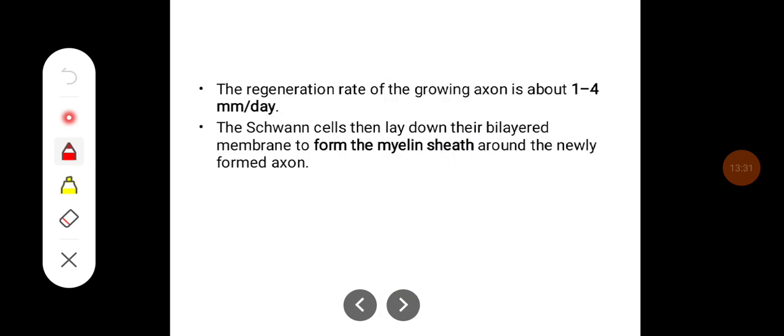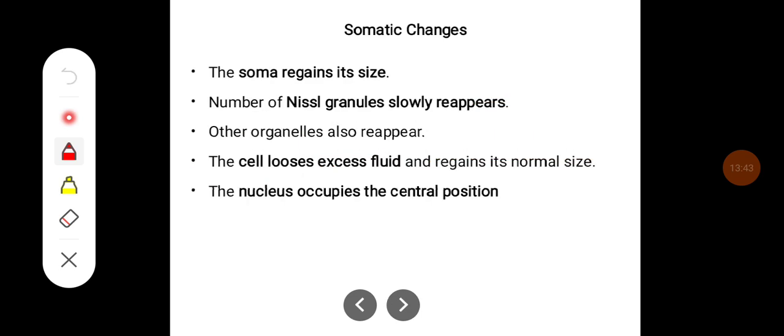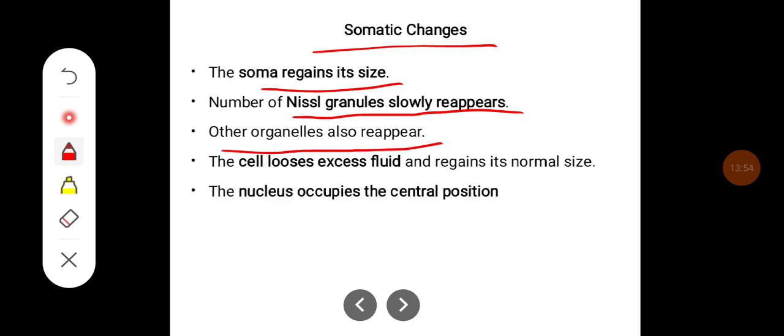The regeneration rate of the growing axon is about 1 to 4 millimeters per day. The Schwann cells then lay down their bilayered membrane to form myelin sheath around the newly formed axon. Somatic changes: the soma regains its size, the Nissl granules slowly reappear, the other organelles also appear, the cell loses excess fluid and regains its normal size, and the nucleus occupies the central position.